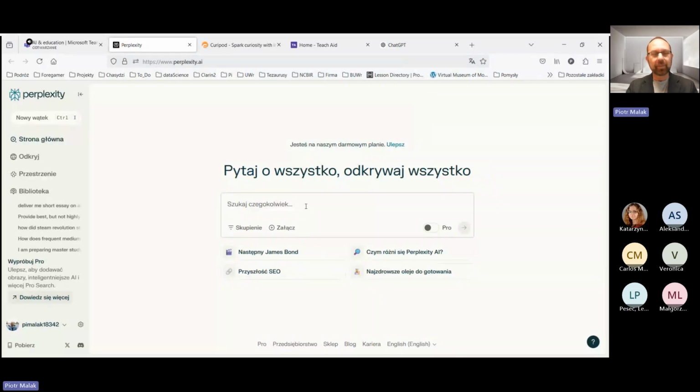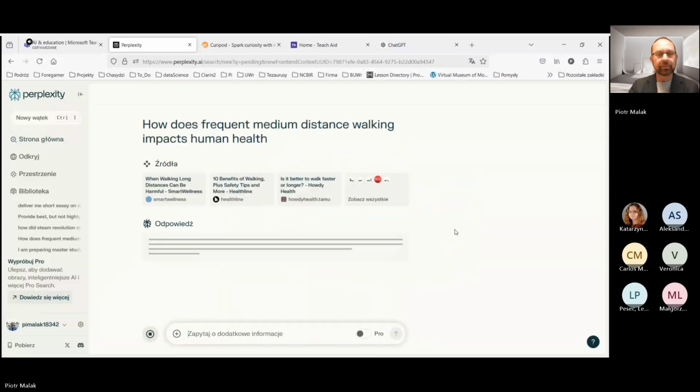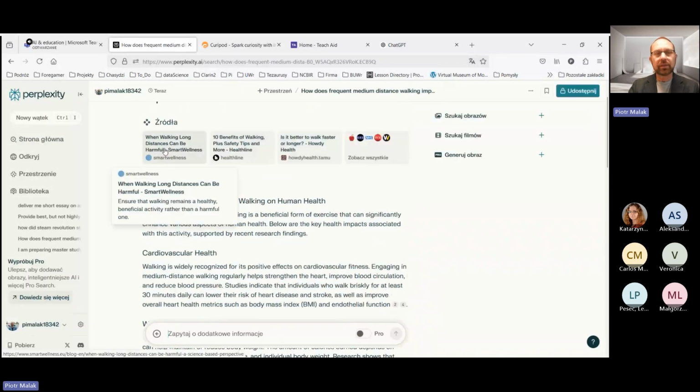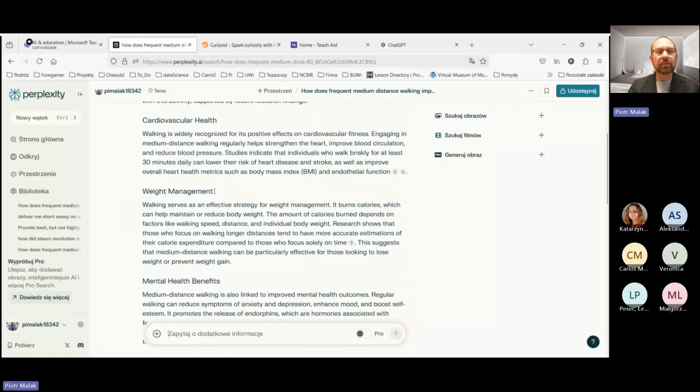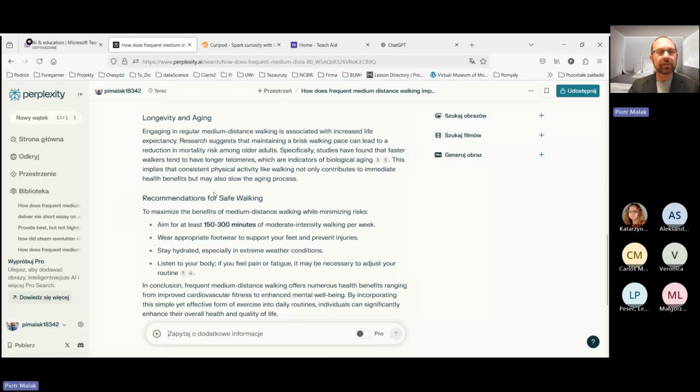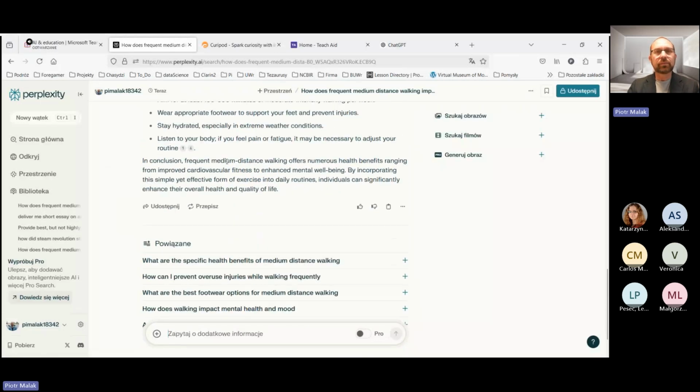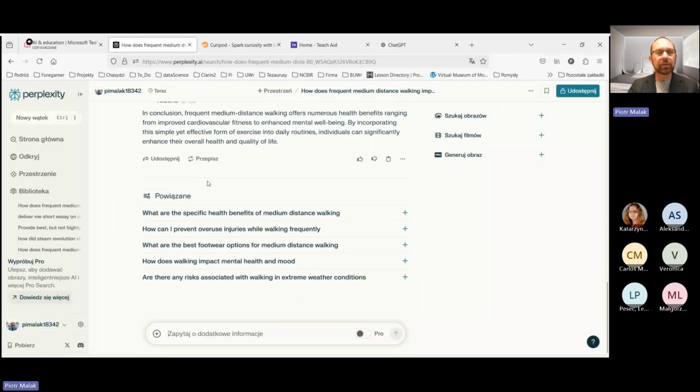Yes. Great. So the very first question: how does frequent medium distance walking impact human health? And in the time of answer generation, we can see which sources have been applied to give our answer. And we have a summary from those sources with some recommendations. An additional value of this tool is suggesting what else we can ask for further exploring the subject.